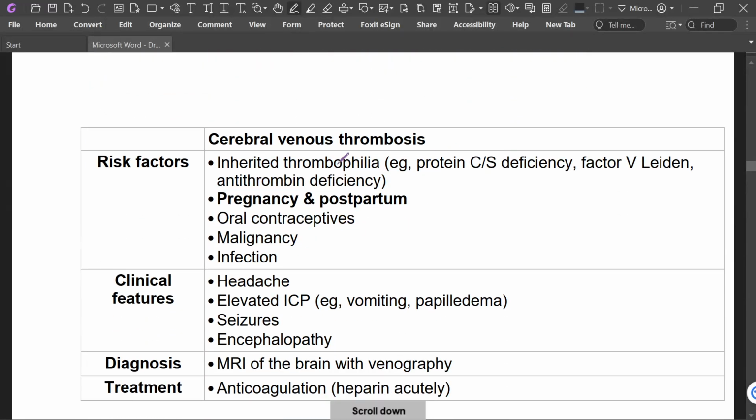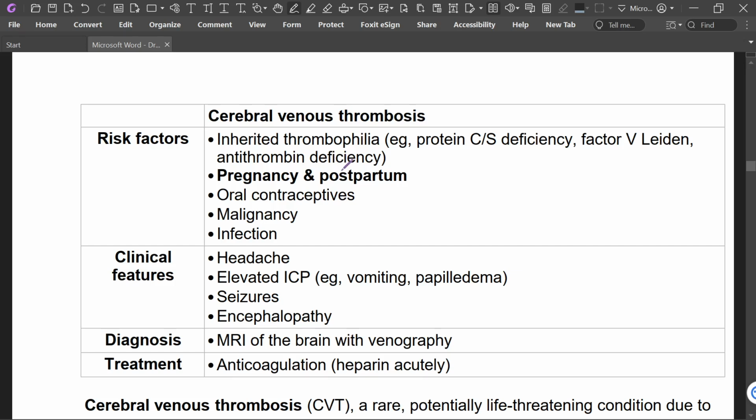See CVST after carotid artery dissection. There is CVST, cerebral venous sinus thrombosis. It may be due to inherited thrombophilia like protein C or S deficiency, factor V Leiden deficiency. It may be due to pregnancy and postpartum, OCP, malignancy, and infection.